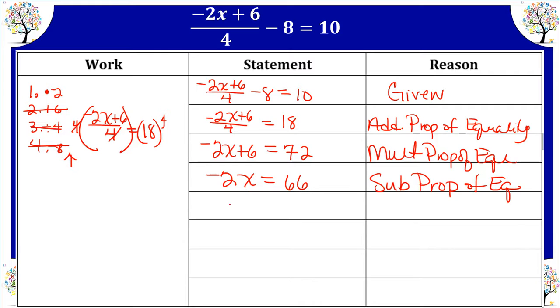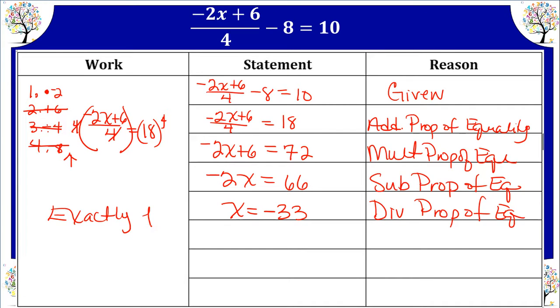And now we're going to divide both sides by 2, or I should say -2, and that's going to give us -33. So we did the division property of equality. And we have exactly one solution. So the only value that if I plug in for x here, it would make the left side also equal the right side, which is 10. So only one value for our solution.